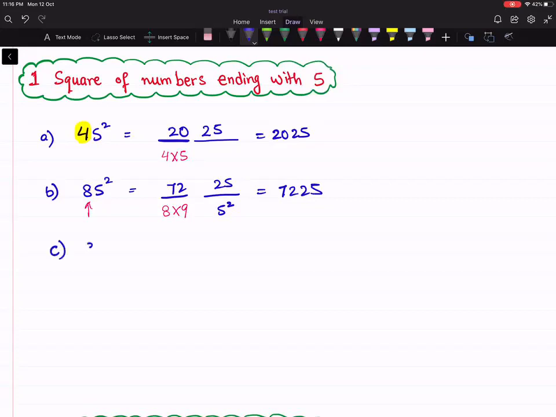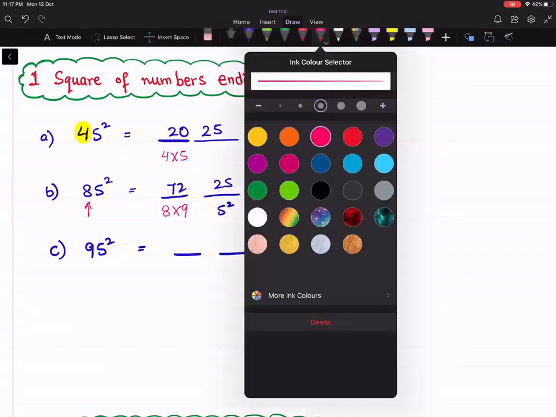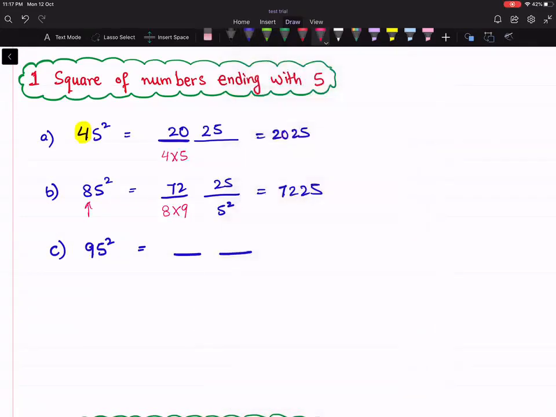One more example I'm taking here. If I'm interested in 95 square, we'll do it in two steps. First step, the last two digits are same as 5 square, which is 25, and the first two digits will be dependent on this digit, and this will be 9 into 10, right? Whatever your tens digit is, you'll have to take the next digit and multiply them, and my answer is 9025. That's my answer.